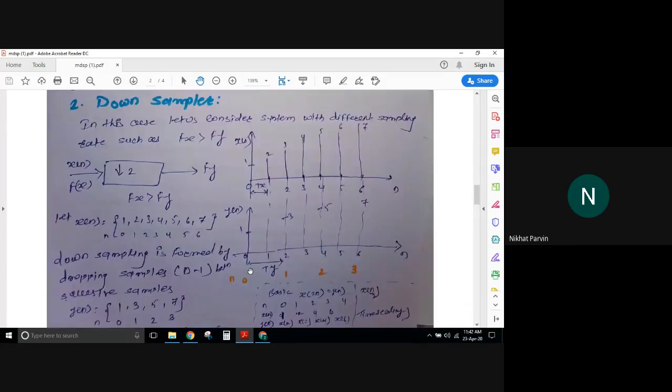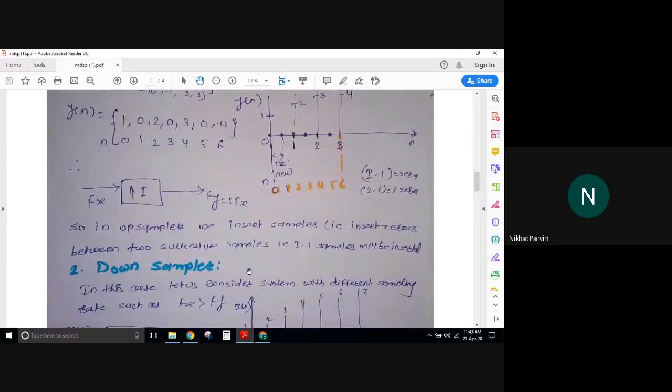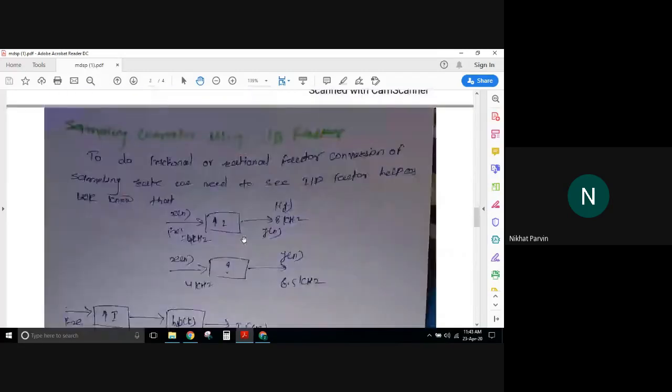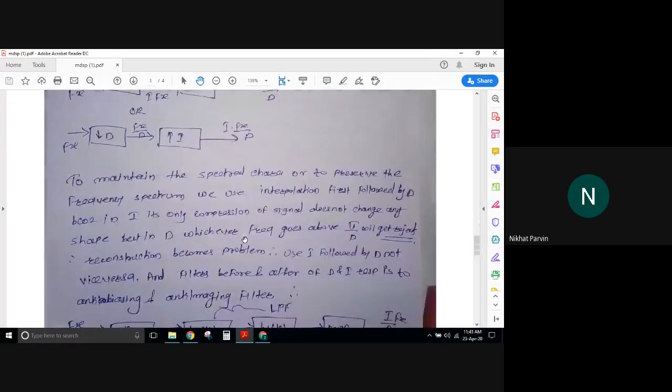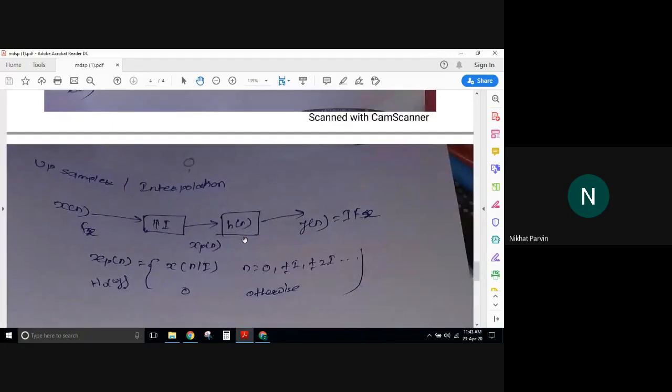So these are the two methods of doing sampling rate conversion from one to another, either by using downsampling or upsampling. Now we have to go for one more new term, which is called interpolation and decimation. Upsampling is nothing but interpolation, and downsampling is nothing but decimation.